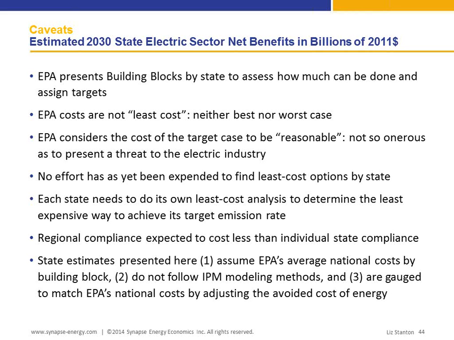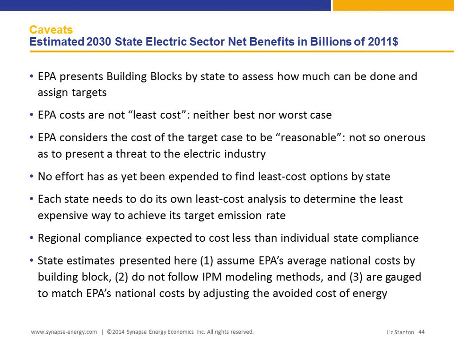EPA points out that at the very least, states are permitted under this rule to band together into regions, and that if they did that, each state's cost would be lower. It would be lower to do it as a group than it would be to do it one-on-one each state. So those are important considerations in looking at what these costs are. That's not least cost. I'm presenting some estimates state by state. EPA does not do that, and there's some good reasons why they don't, having to do with their modeling. Here are the assumptions that I use to be able to do that.